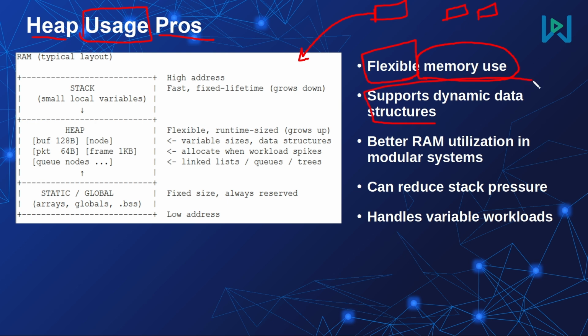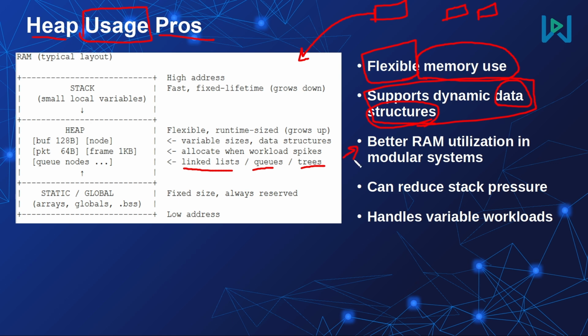The heap does support as well a dynamic data structure allocation. This means that we can, at runtime, allocate sections within our heap for the different data type structures like list or linked list, double linked list, queues, trees, and so on.